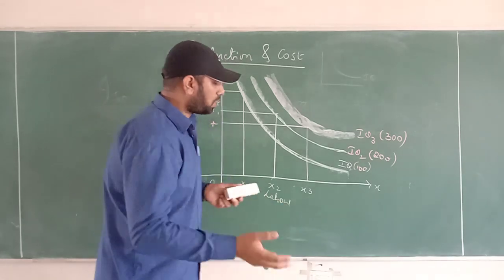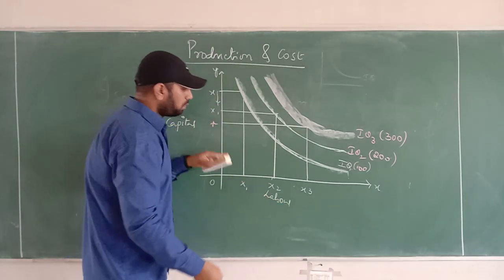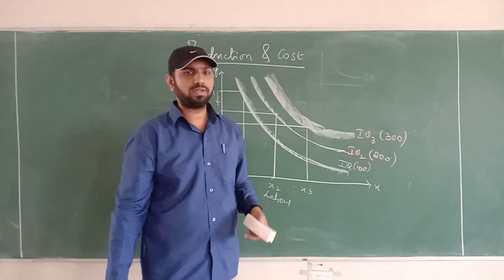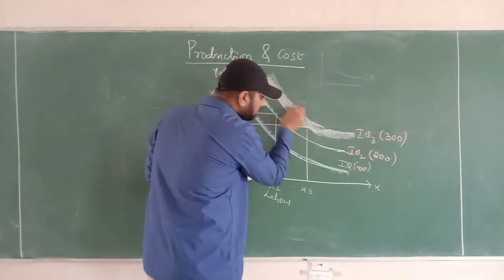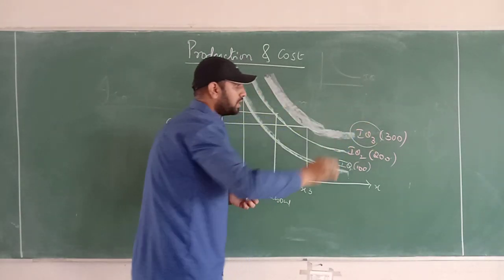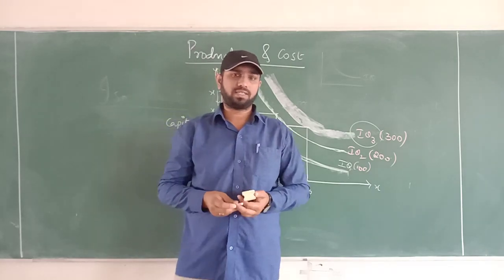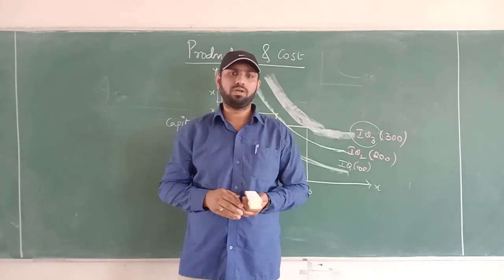So an iso-quant is all possible combinations of two inputs which yield the same maximum level of output, and these maximum levels of output are labeled in physical quantities. This is called iso-quants.